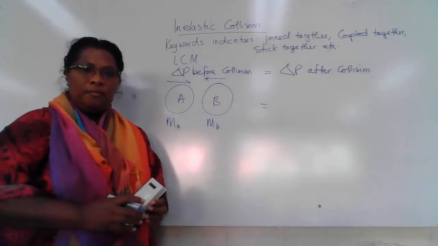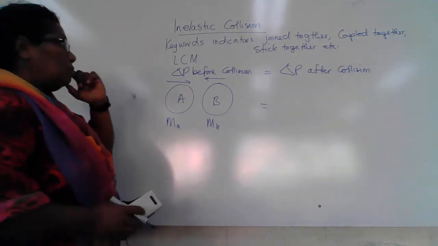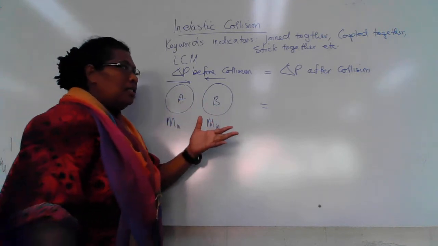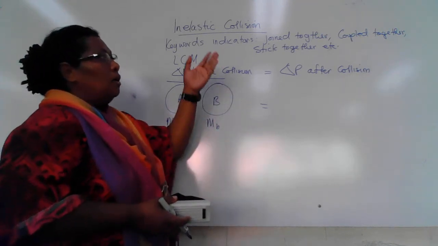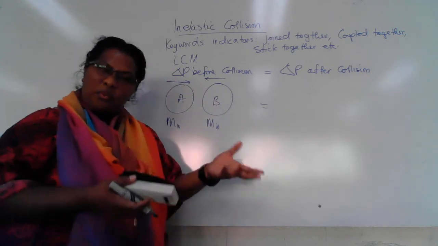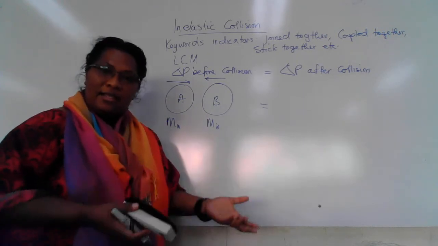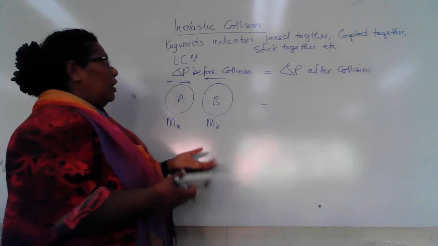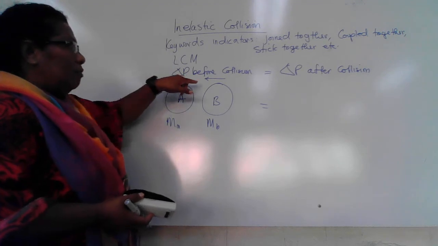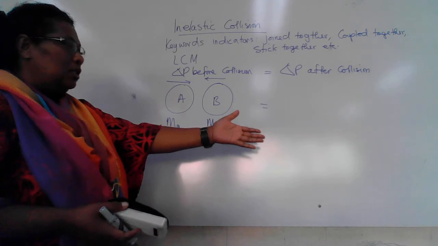Now we'll look at momentum in an inelastic collision. The keyword indicators of an inelastic collision are any words that indicate that they're joined together, coupled together, or they stick together, anything indicating they went somewhere together. Okay, and again, LCM is basically the law of conservation of momentum. Momentum before collision is equal to momentum after collision.